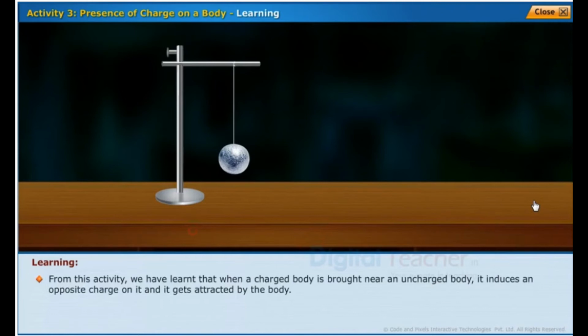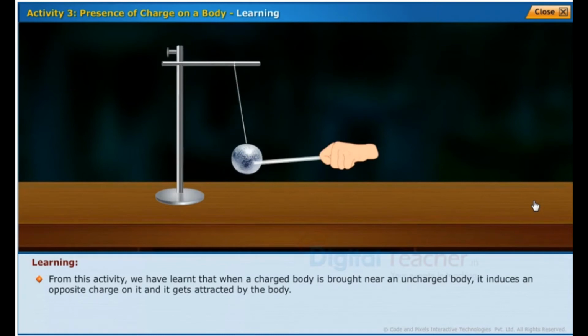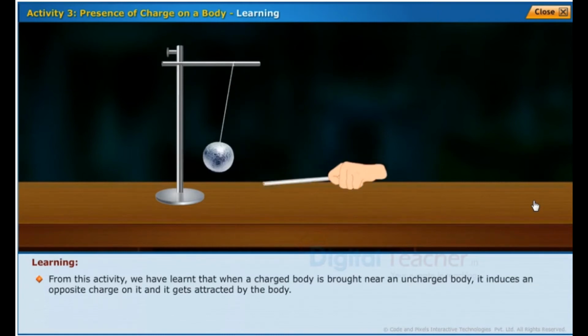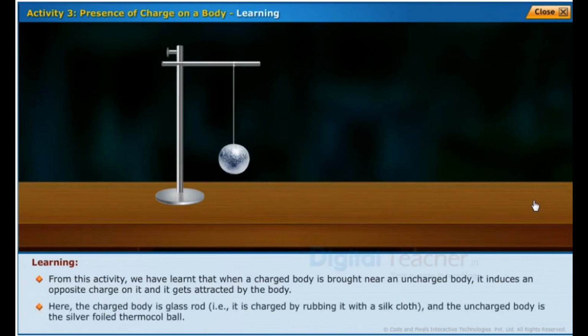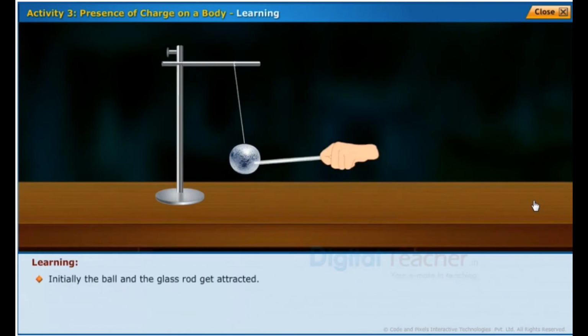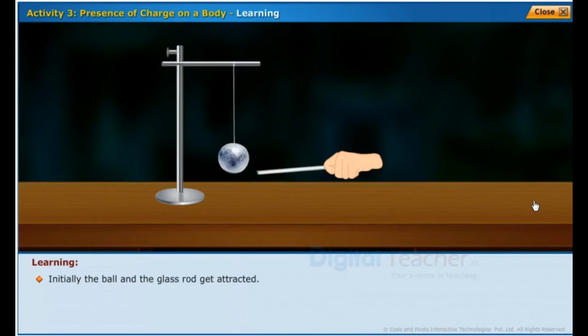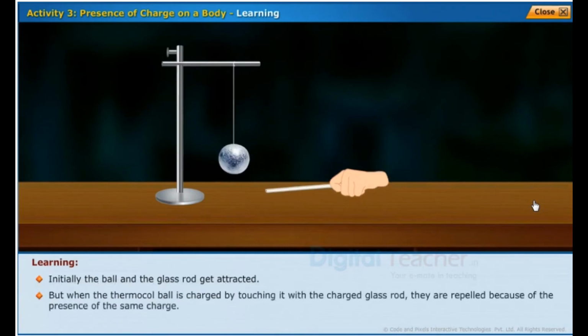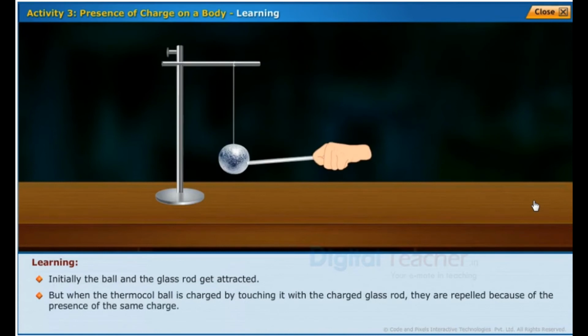From this activity, we have learned that when a charged body is brought near an uncharged body, it induces an opposite charge on it and it gets attracted to the body. Here, the charged body, that is, the glass rod, is charged by rubbing it with a silk cloth, and the uncharged body is the silver foiled thermocol ball. Initially, the ball and the glass rod get attracted. But when the thermocol ball is charged by touching it with a charged glass rod, they are repelled because of the presence of the same charge.